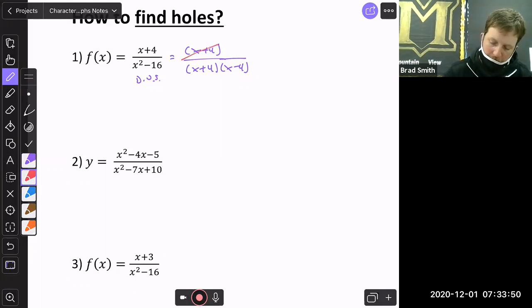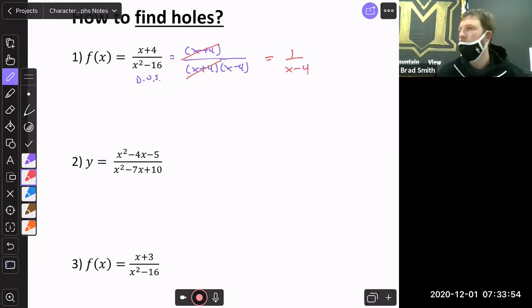So you see right here, the x plus 4's cancel, and you're left with 1 over x minus 4. That's what we did all last unit, right? So I'm going to assume we're good at that. I have to, or else we've got a whole different can of worms. So now, what I want to look at here is what's been canceled. So x plus 4 was canceled.